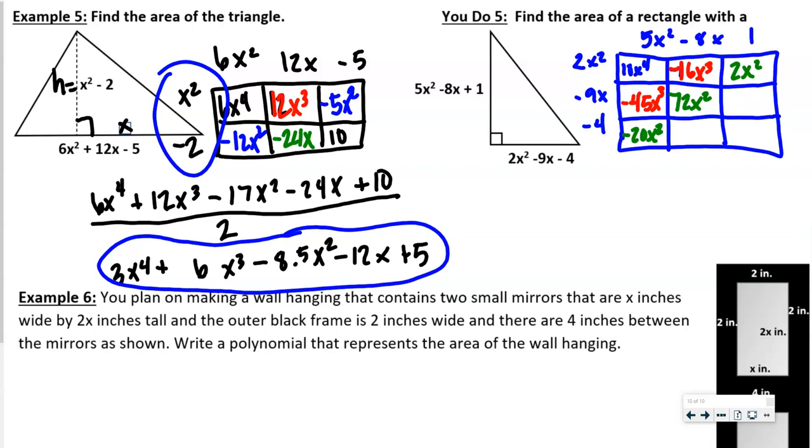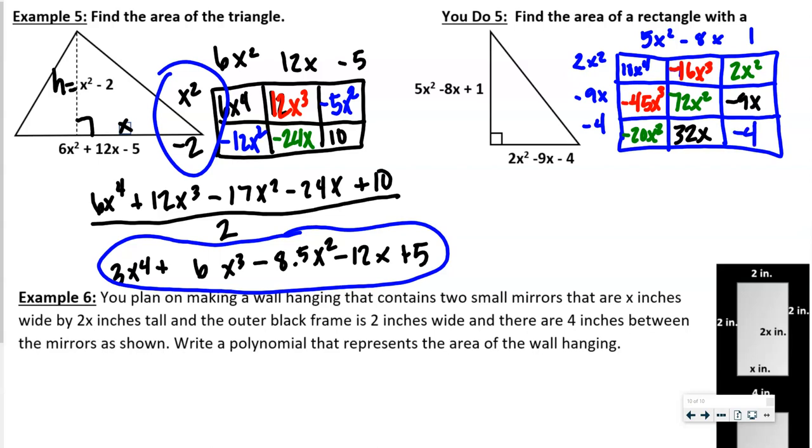All right, let's go back to our black now. And then 1 times negative 9x would be negative 9x. Negative 8x times negative 4 would be positive 32x. And then I'm going to go back to my blue again. 1 times negative 4 is negative 4.